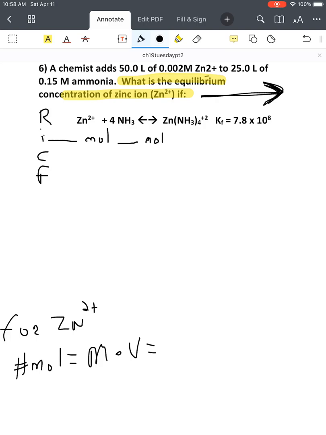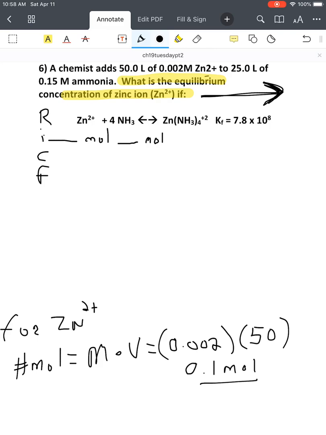So the chemist used 0.002 mole per liter solution of the zinc 2 plus, and he or she used 50 liters of it. So if I multiply 50 times 0.002, I got 0.1 mole, a tenth of a mole. So that's how much zinc 2 plus ion is present.